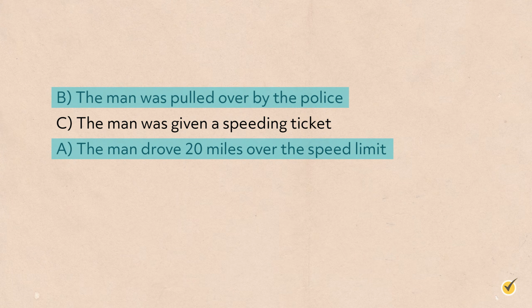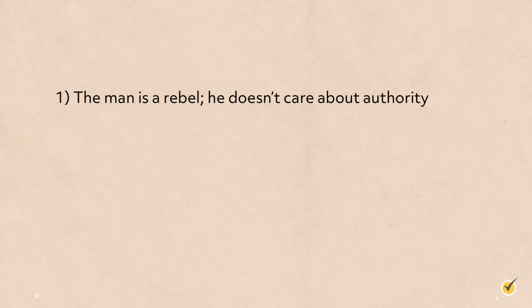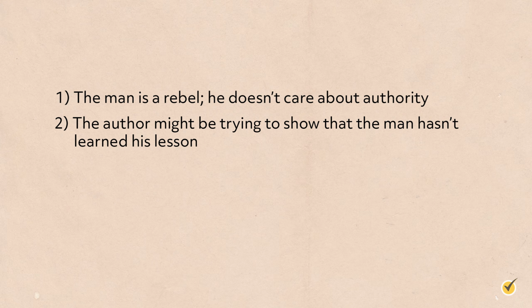The ending, however, is much more difficult to figure out. Like many other stories, this one does not have an obvious answer. It is up to us to infer, to make educated guesses. So, what are some possible reasons for the man to speed after just receiving a ticket? I can think of a few. The man is a rebel. He doesn't care about authority. The author might be trying to show that the man hasn't learned his lesson.